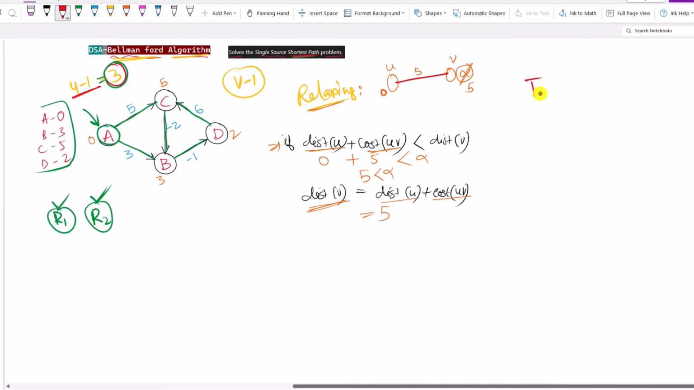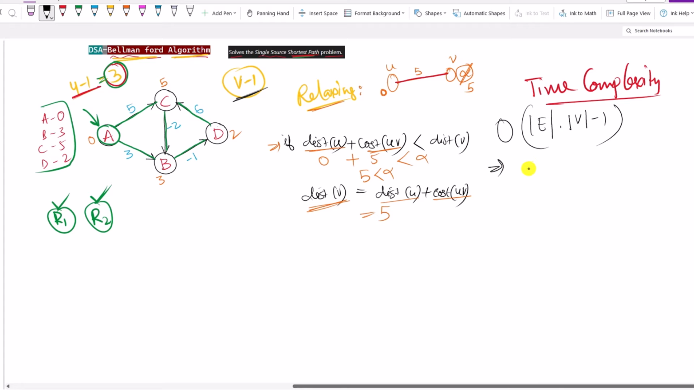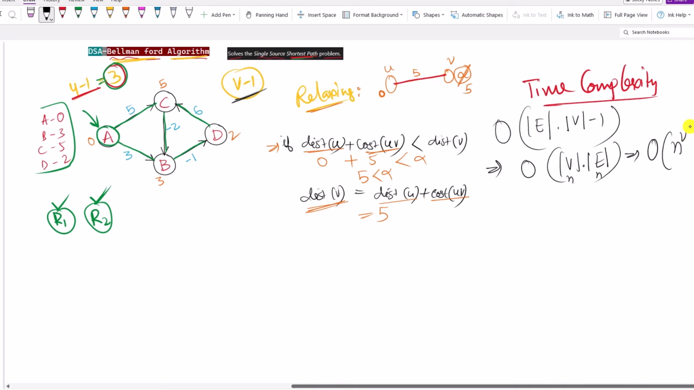So let's just talk about the time complexity. In the Bellman-Ford algorithm we have E number of edges and we are relaxing all the edges V minus 1 times. So the complexity will be order of the number of vertices times the number of edges. If we take them as n and n, then the complexity will be order of n square.